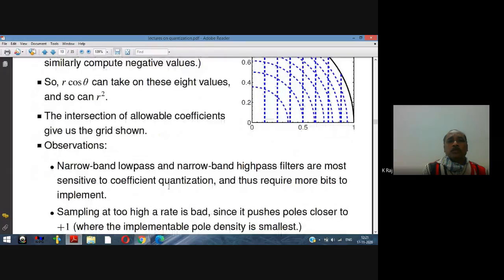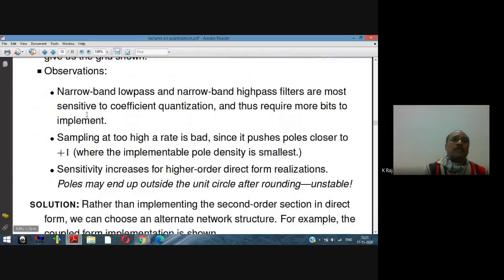Now, if we observe, then we will find that the narrow band low pass and the narrow band high pass filters are most sensitive to the coefficient quantization and thus require more bits to implement. In order to reduce the sensitivity towards the quantization error, we have to increase the number of bits during the representation. Since these filters are most sensitive to the coefficient quantization, there is a need to include more and more bits during the implementation.